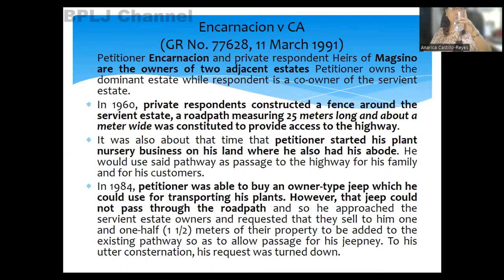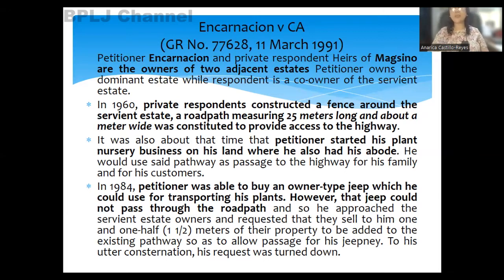Encarnacion versus Court of Appeals. Again, this refers to the width of the easement to be determined by the needs of the dominant estate. Encarnacion and the heirs of Maxine are the owners of two adjacent estates. The private respondents, the Magsinos, constructed a fence around the Serbian estate; a road path measuring 25 meters long and about a meter wide was constituted to provide access to the highway. At that time, the petitioner started his plant nursery business on his land where he also had his residence. Now, petitioner was able to buy an owner-type jeep, which he could use for transporting his plants.